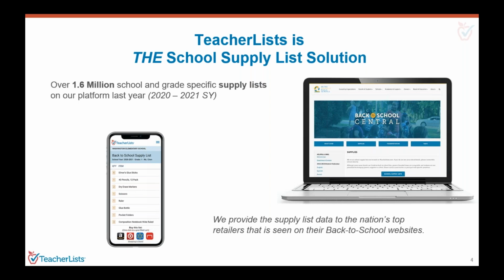Last year, we aggregated more than 1.6 million school and grade specific supply lists on our platform, which is a huge number. But it's also important to realize that this was in the middle of a pandemic, when so many schools cut back on what they were requiring families to bring into the classroom, or so many were virtual they didn't have lists, and then second thought it at the last minute. But that is the amount of lists we had on our site last year, which was pretty impressive.